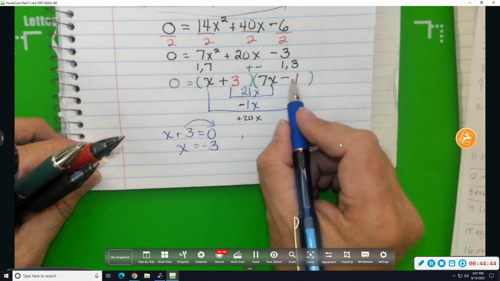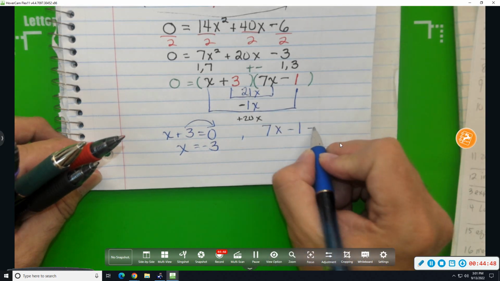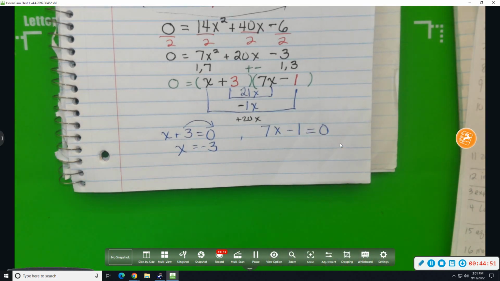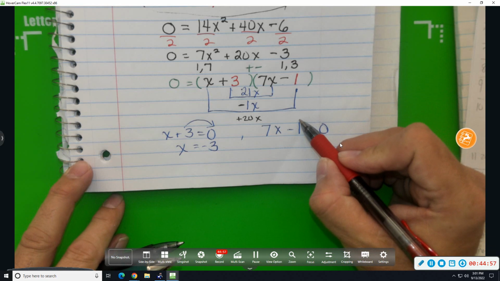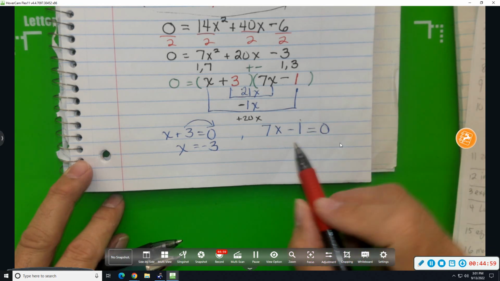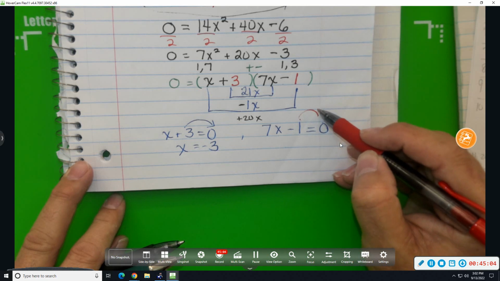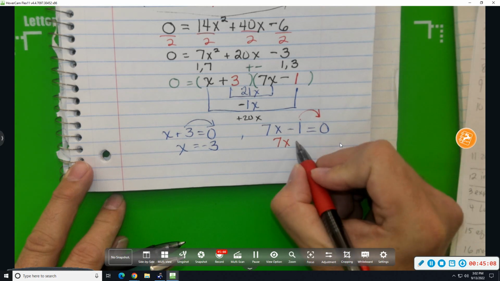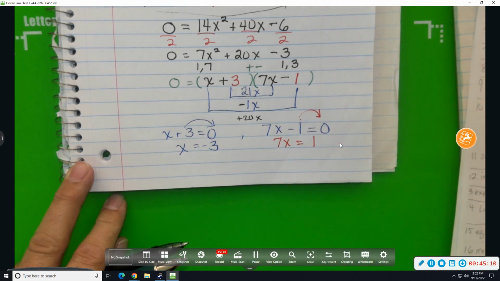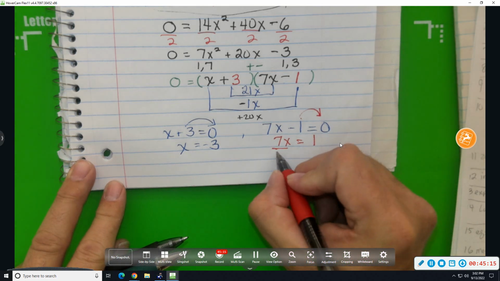And then I'll set the 7x minus 1 to 0. That's going to be a little bit more involved. What do I do to get x by itself? Are y'all caught up with me? How am I going to isolate the x here? First I'm going to remove the 1. I think it's easier to do the adding and subtracting before the division. So I'll have a 1 on the right, then divide by 7. Is that what I heard?